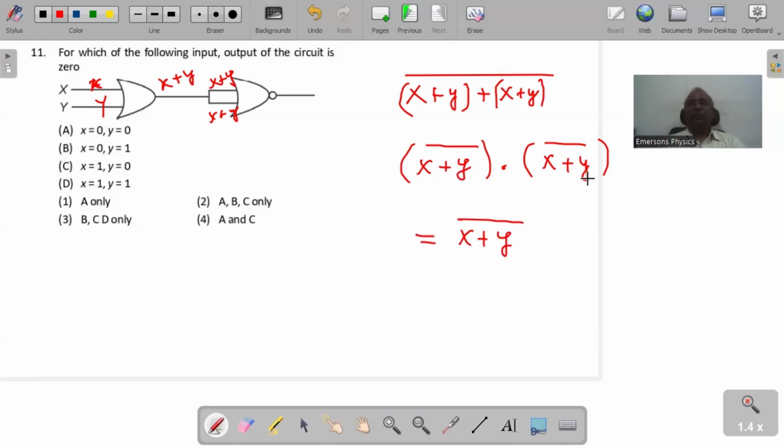1 plus 1.1 is 1. The same applies, so this will be the result of the output. Okay, let us see what output we get if we put 0, 0, 0, 0.